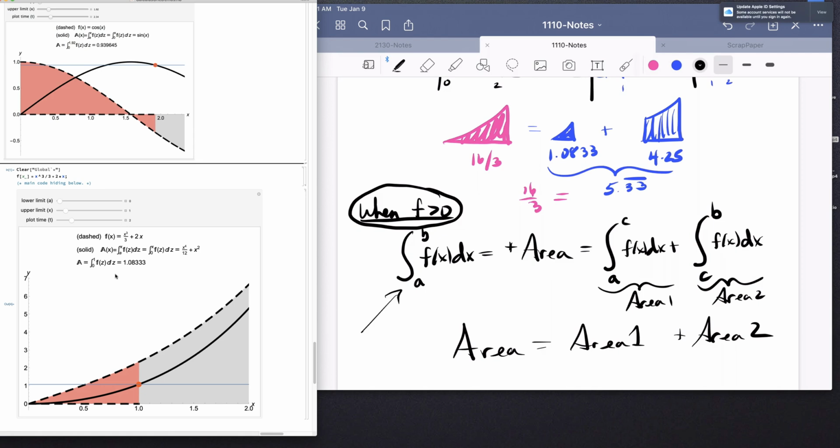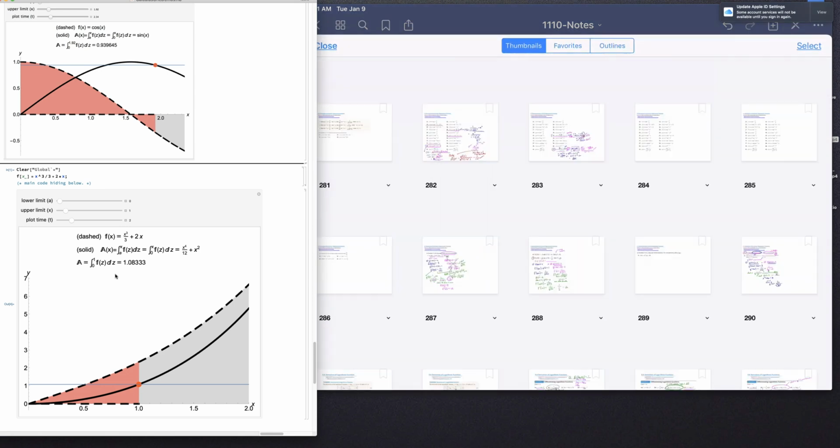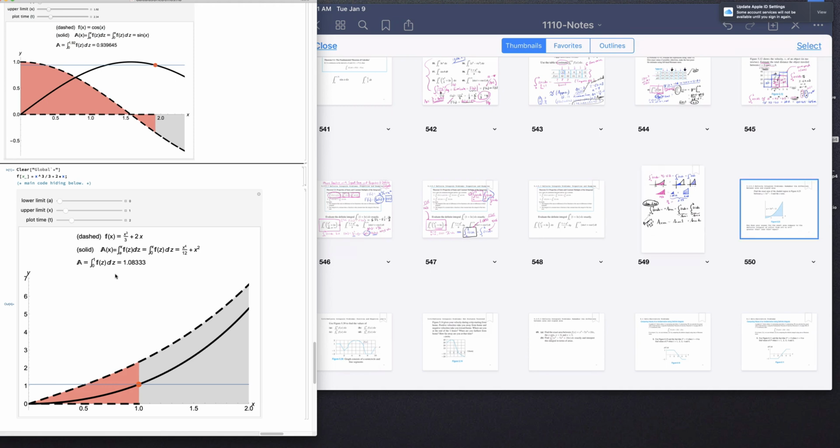Does this same property of the integral happen? Does this property work if the function is sometimes less than 0 and sometimes greater than 0? Do we get the same property? Okay, so let's take a look at another example.